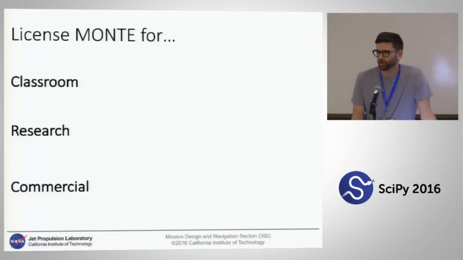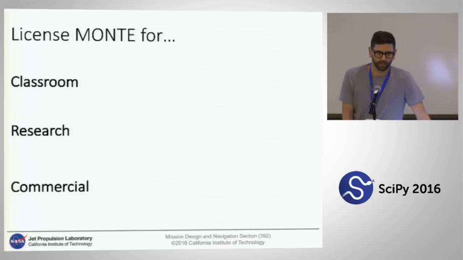If you're not familiar with ITAR, I think it's the International Traffic in Arms Regulations. It's code that the State Department used to make sure that countries we don't want getting our technology don't get it. So Monty was released from those restrictions. The source code is still subject to some restrictions which prevent us from making it open source, but we are eager to license it out for classroom research and commercial use.